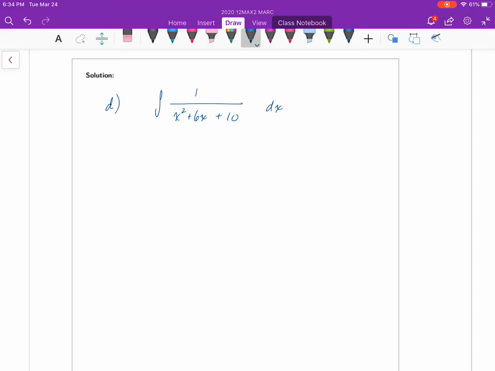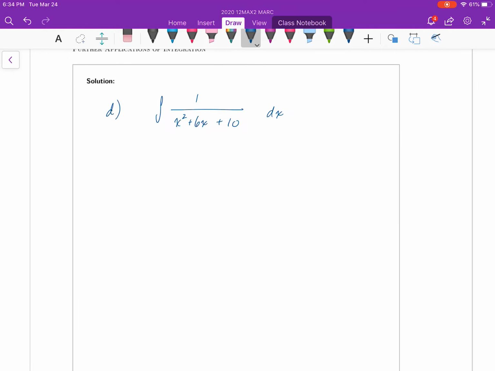Okay, so many of you struggled with example 2.14, letter D, which I'll walk you through here in this video. This one's a pretty tough one to see. I suspect by looking at it that I'm trying to convert this into a format that's 1 on x squared plus a squared in order to use the inverse tan integration.